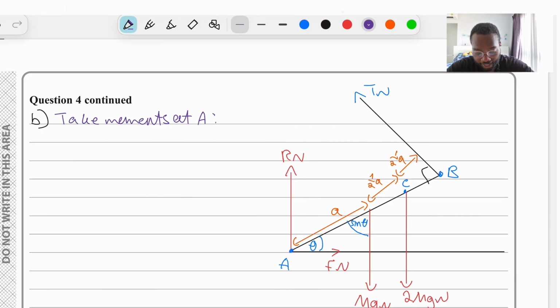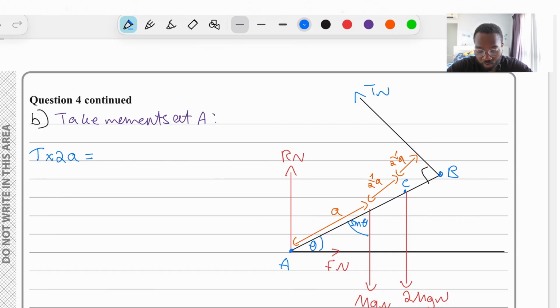If we take moments at A, then that T would have T newtons. That T is already perpendicular to the rod. There's a right angle there. Therefore, we don't need to adjust that. That will just be T. And then we need to times it by the distance to A. That would be 2A, so T times 2A. And that would be our anti-clockwise moment. And then for our weights, those will be our clockwise moments.